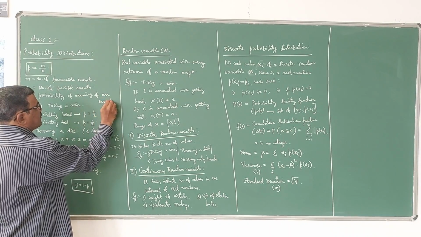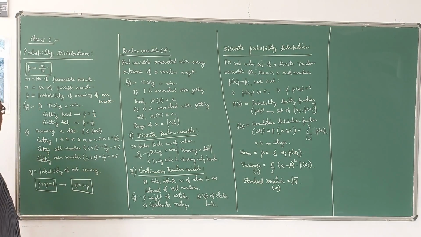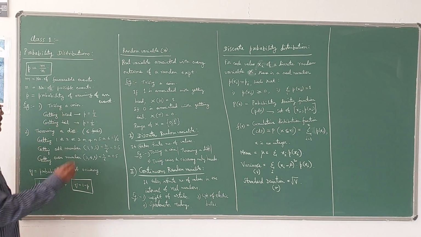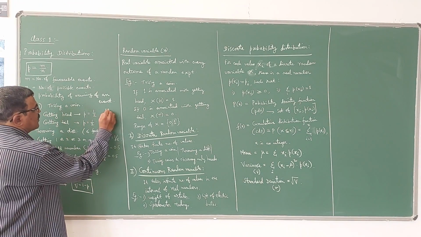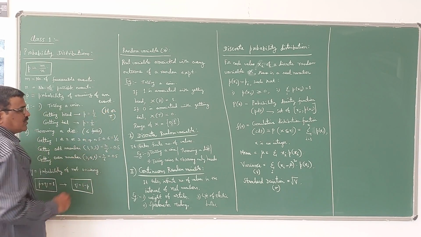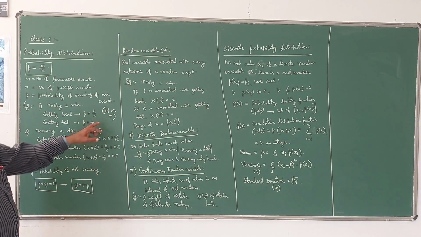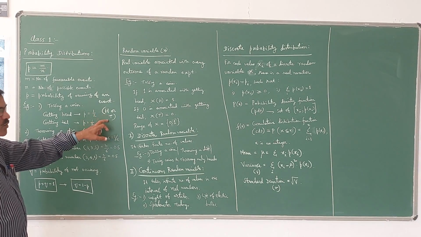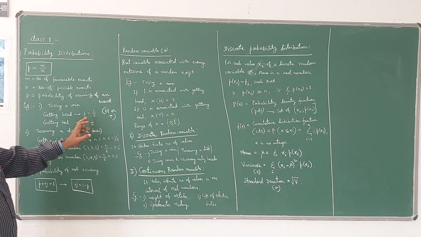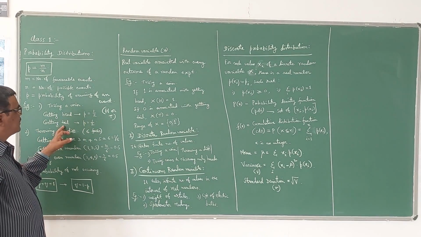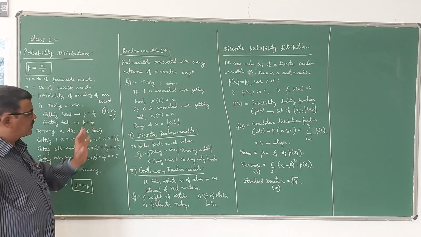I will give an example. Take the simple example of tossing a coin. If you toss a coin, either you will get a head or a tail. So what is the probability of getting head? It is 1 divided by the total possibility, which is 2. Either you can get head or tail. So 1 by 2, that is 0.5. Similarly, the probability of getting tail is also 1 by 2.